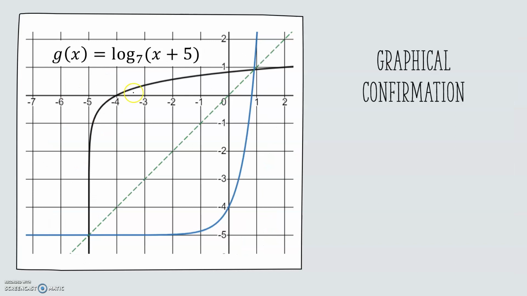Graphically, here's our log function. The log function has been translated 5 units to the left. The inverse function is exactly the same, except that it has been translated 5 units down. So it makes sense that our inverse would be 7 to the x minus 5.